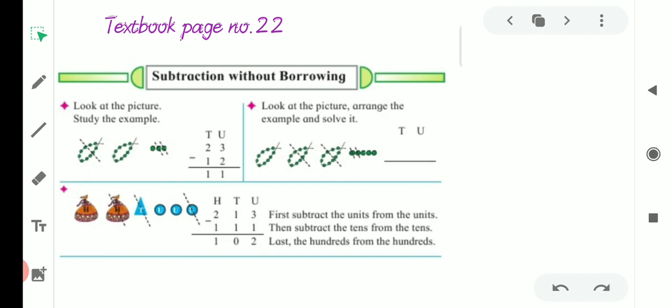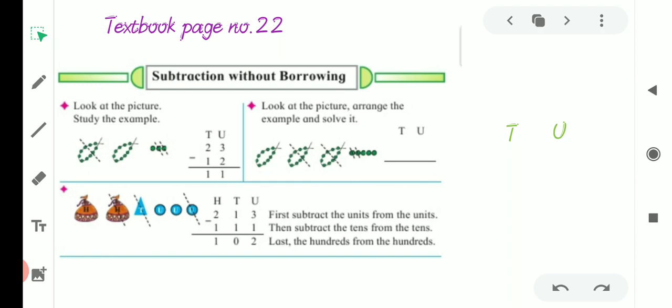One example has already been solved for us. Now the next example is given, and the places are given. Two places are given, that is units place and tens place, and we have to solve the next one. What you have to do: single beads are given in units place. First count the beads. How many beads are there? 1, 2, 3, 4 and 5. 5 beads are given in units place. So we will write the total beads in the units place.